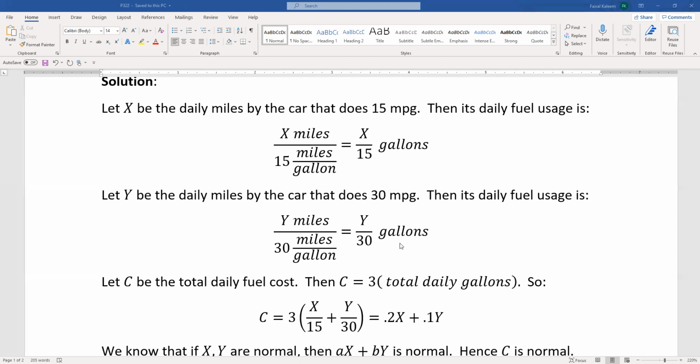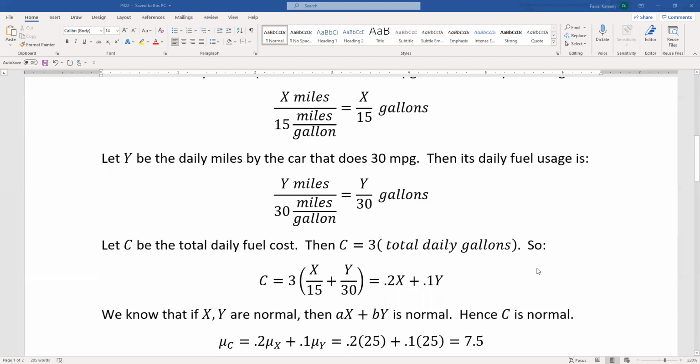So let C be the total daily cost of the fuel. That would be 3 times the total daily gallons, because the 3 is the cost per gallon. If you multiply that by the total daily gallons, you get the total daily cost. The total daily gallons are obtained by adding the gallon consumption of the two cars. So the cost would be 3 times x over 15 plus y over 30, and that simplifies to 0.2x plus 0.1y.